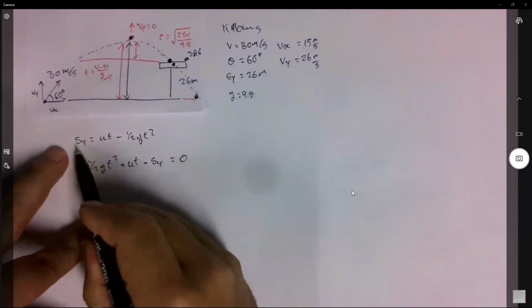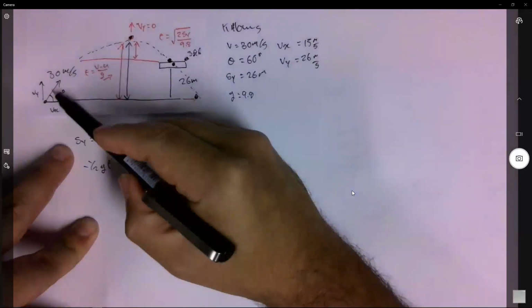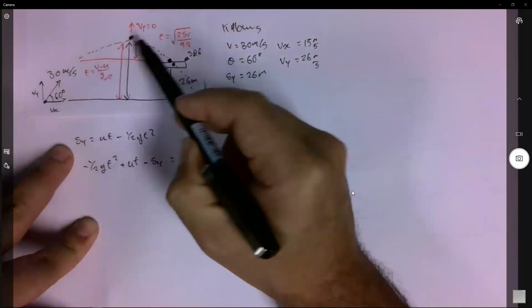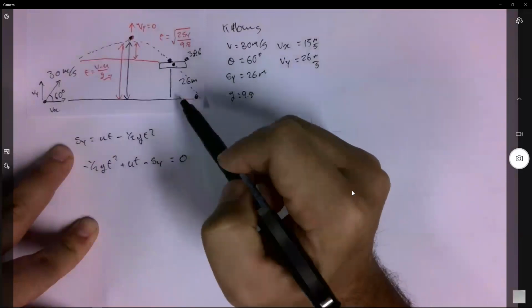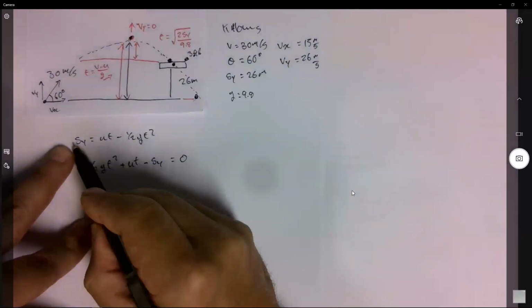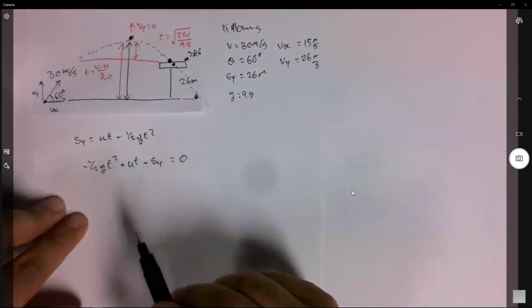Notice here that I've treated my vertical displacement as positive because I'm landing at a positive height. If I was being launched from the platform down, I'm going to fall a distance of 26 meters. So that means that'll be a negative there. That means when I bring it to the other side, that'll be a positive. So that's a key thing as well that you need to remember.